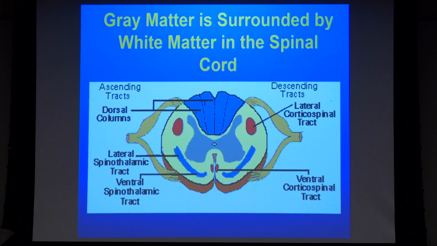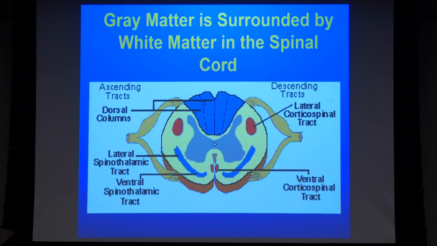dorsal column nucleus. Now, this other pathway down here is said to be the anterolateral system, and the spinothalamic tract is part of the anterolateral system. If you take another course in anatomy, you'll see there are other parts of the anterolateral system, and they have output regions in different places.